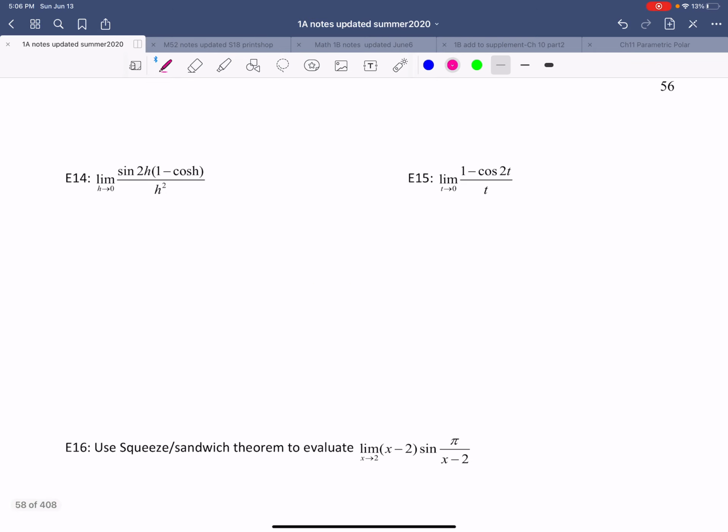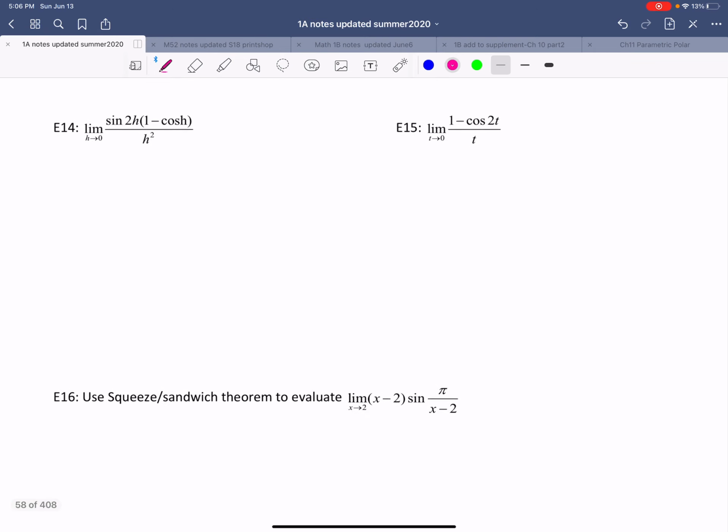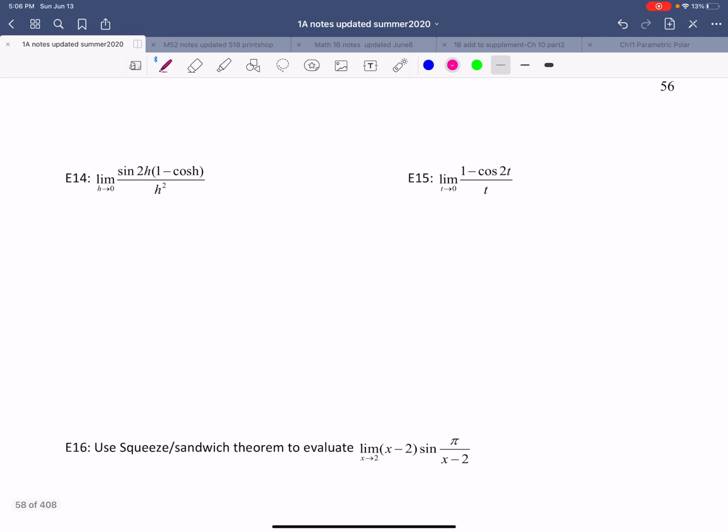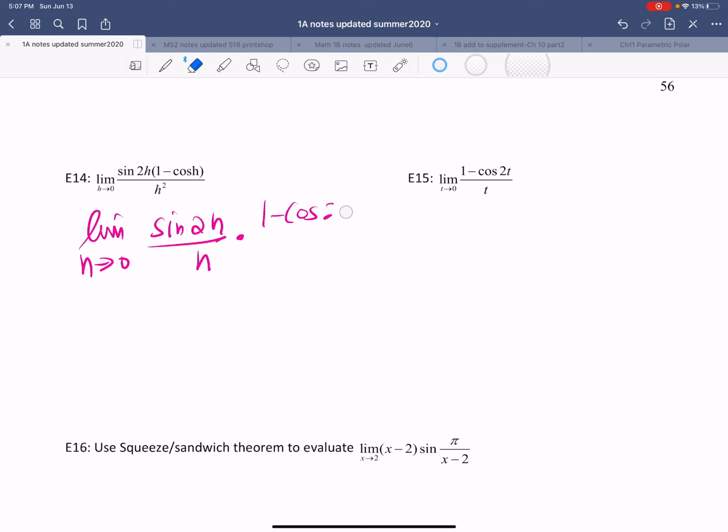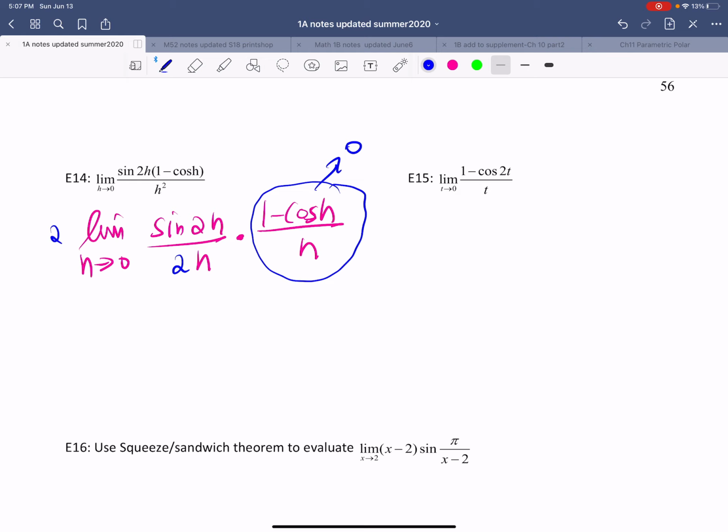Okay. Next we have number 14, sine 2h times 1 minus cosine h over h. So let's go ahead and isolate: limit as h goes to 0 of sine 2h divided by h, times 1 minus cosine h divided by h. We know when h goes to 0, this limit goes to 0, and we can multiply and divide by 2, and this limit goes to 1.